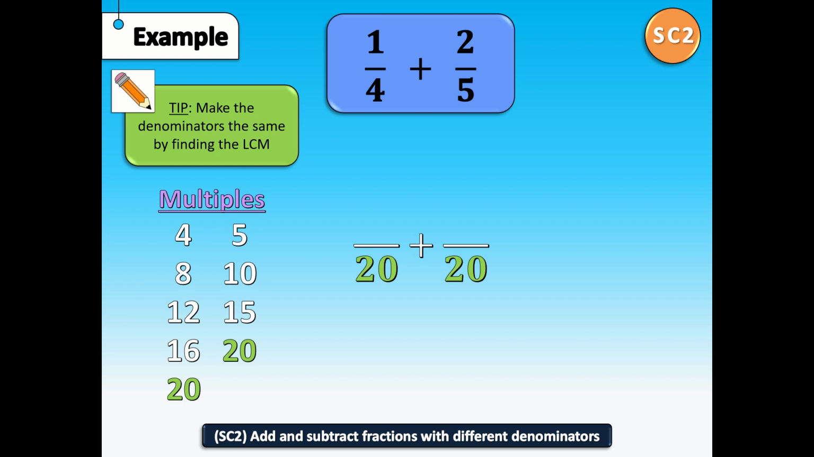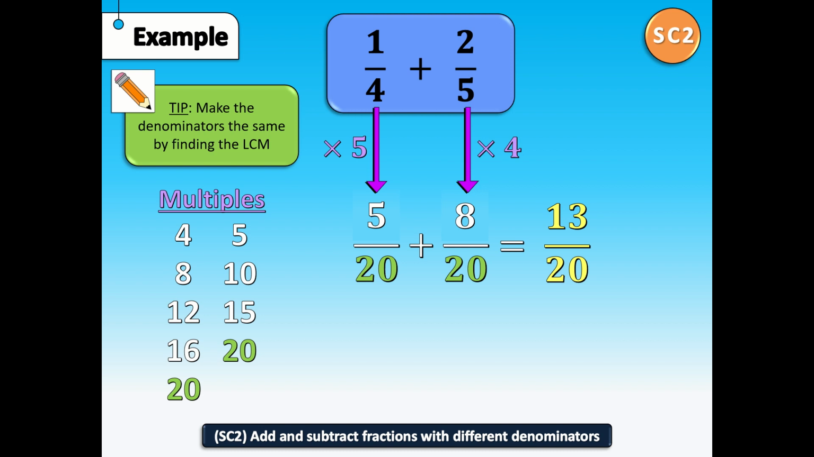Now remember, what you times the bottom number by, you've got to times the top number by the same thing. So if we've times 4 by 5 to get 20, we need to times the top by 5 as well. So 1 times 5 is 5. Over here, what have we times 5 by to make 20? Well, we've times it by 4, so we need to times the top by 4 as well. So 2 times 4 is 8. So now the denominators are both the same number, I can just add the numerators. So 5 plus 8 is 13. So my answer is 13/20.